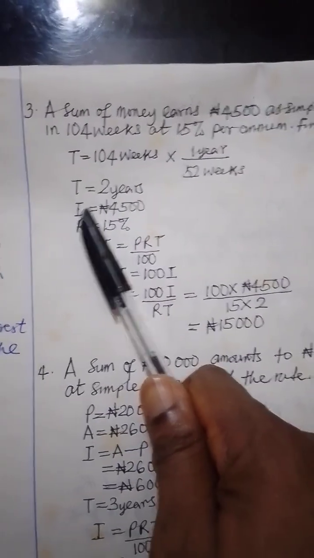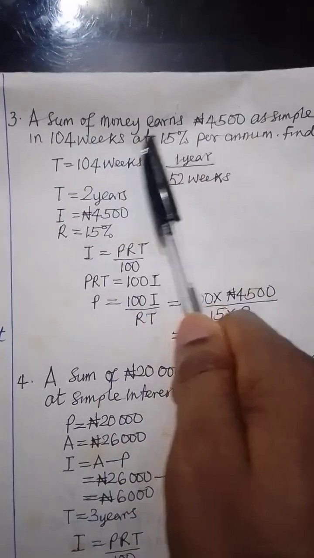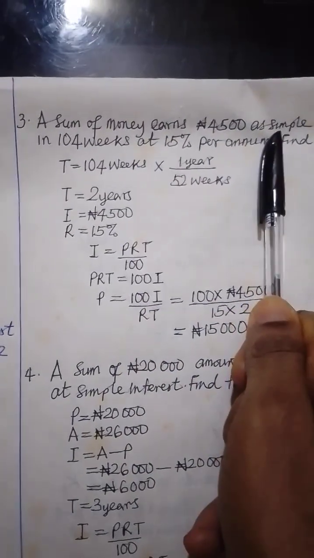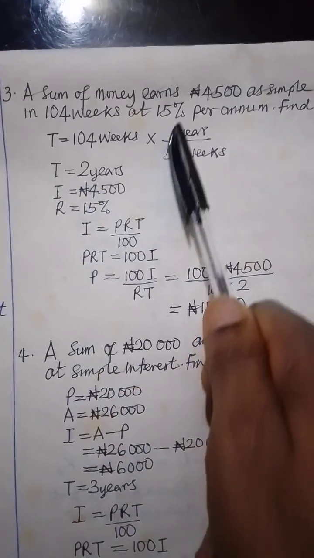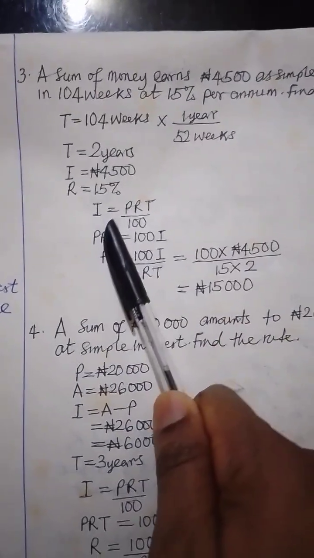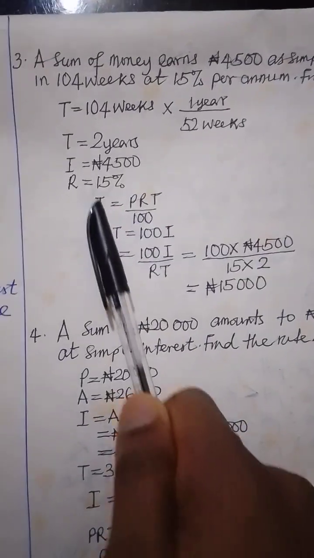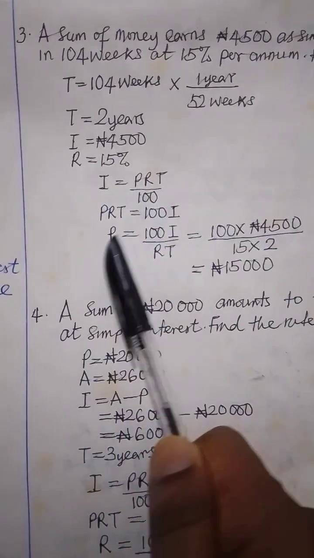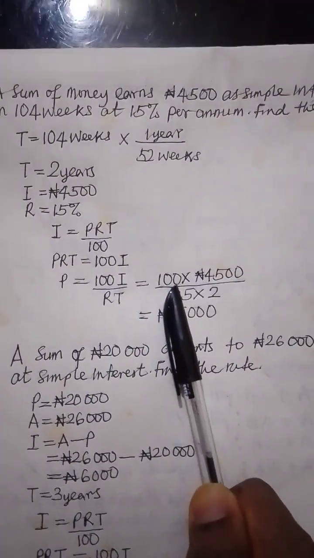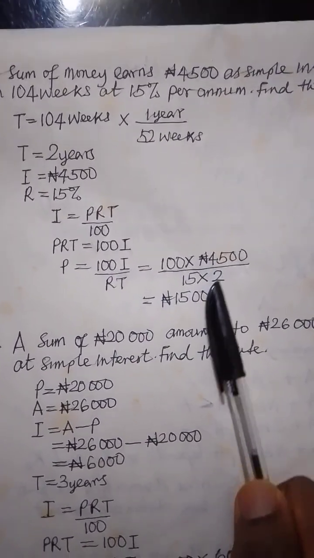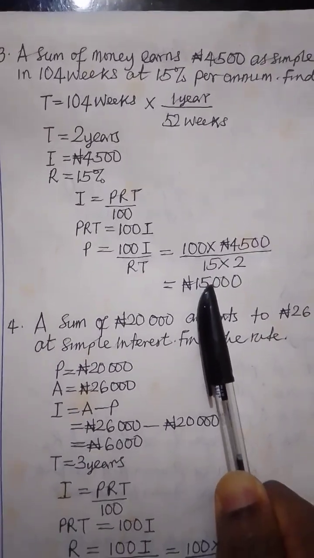The interest in this question is 4,500. A sum of money earns 4,500 as simple interest. The rate is 15%, and then we're told to find the principal. So you just cross multiply again. PRT is 100I, so P this time around will be 100I over RT. So 100 times 4,500, which is the interest, the rate is 15, and time is 2, and that will take us to 15,000.